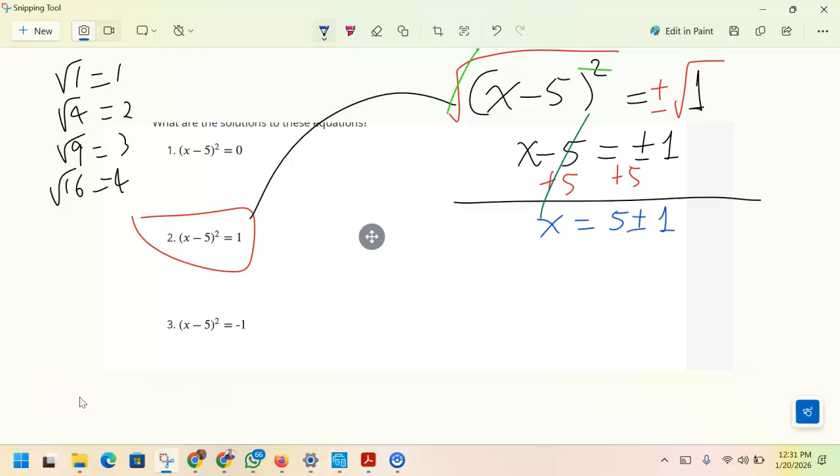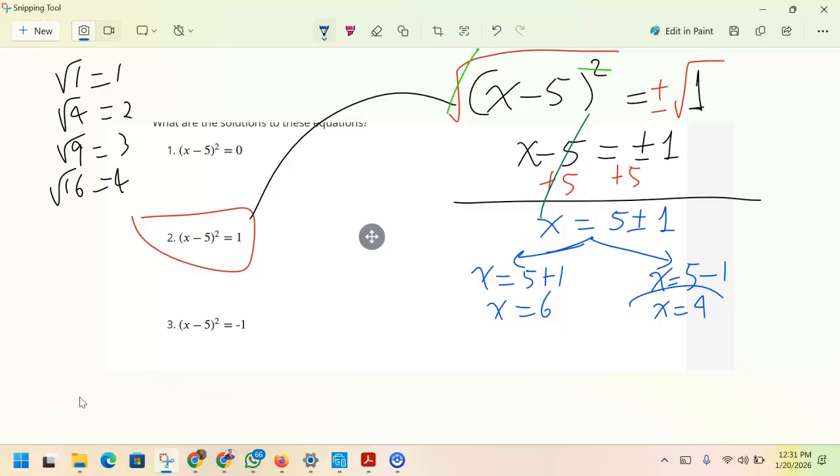So you have two answers here, one with plus. I'll write two arrows to show that x is 5 plus 1, and the other one is x is 5 minus 1. But 5 plus 1 is 6, and this is 4. So you have two solutions for that equation. This equation has two solutions.